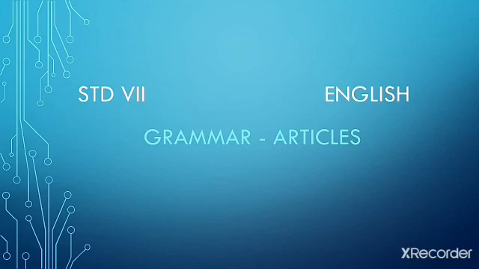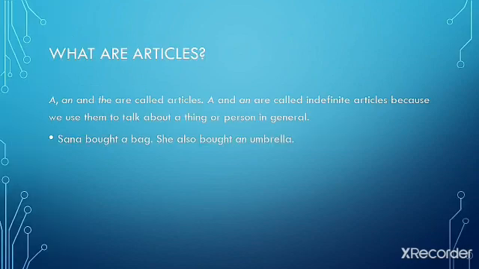Today we're going to learn articles. So, what are articles? A, an, and the are called articles. A and an are called indefinite articles because we use them to talk about a thing or person in general. For example, Sana bought a bag. She also bought an umbrella. Here in this sentence, we talk about a bag and an umbrella in general.